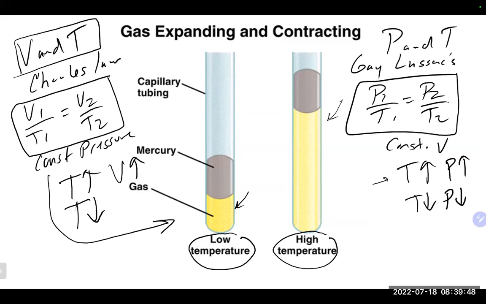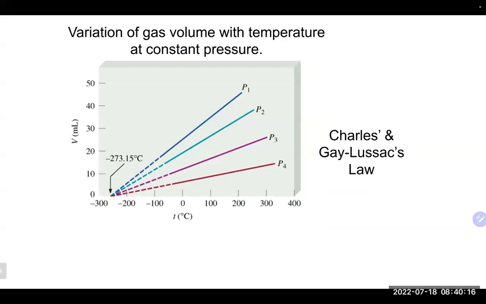Sort of the Gay-Lussac situation on the right there, where the volume cannot do that because it's locked into place. We get the actual changes that occur in the pressure as the temperature increases. We have more collisions and we start to see a rise in pressure. And as the temperature decreases, we get less collisions and the pressure starts to come down. Any questions on that there? So this is Charles' law.